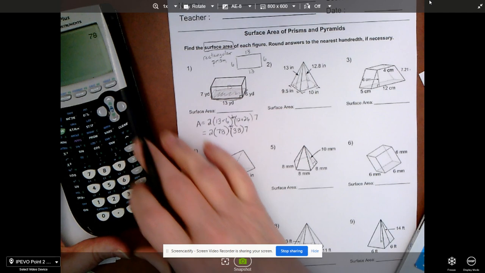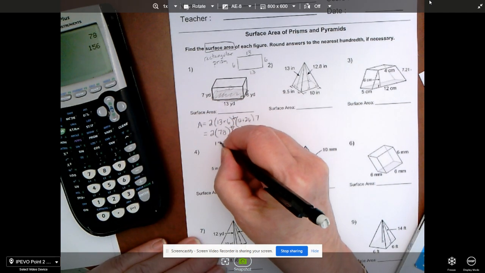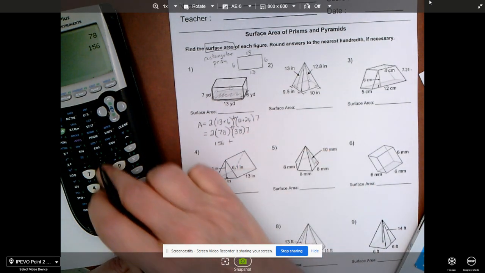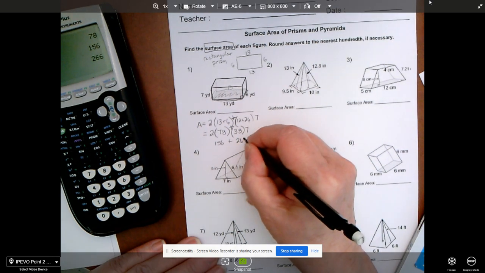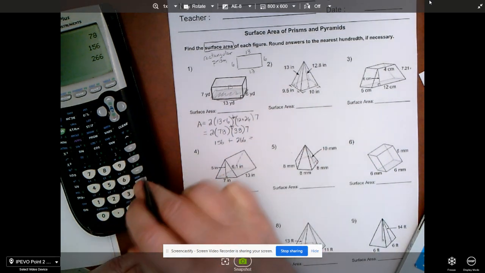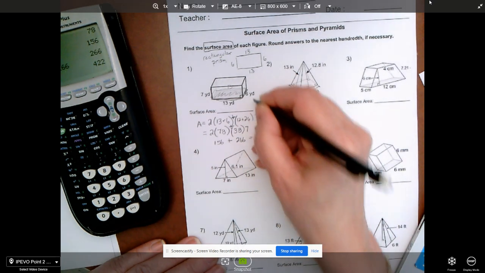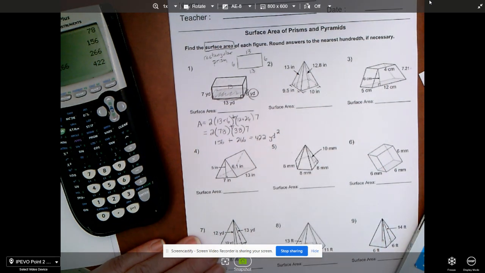So now 2 times 78 will give me 156, plus 38 times 7 will give me 266. I add those together, that's 422. My units are yards. This is area, so it's yards squared.